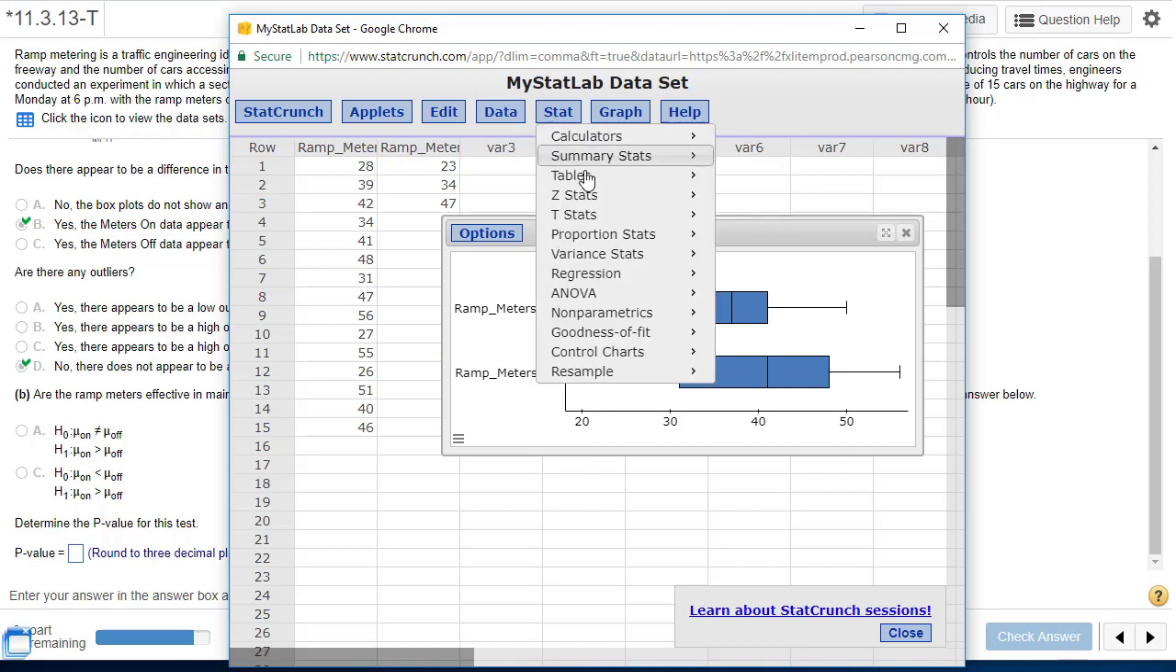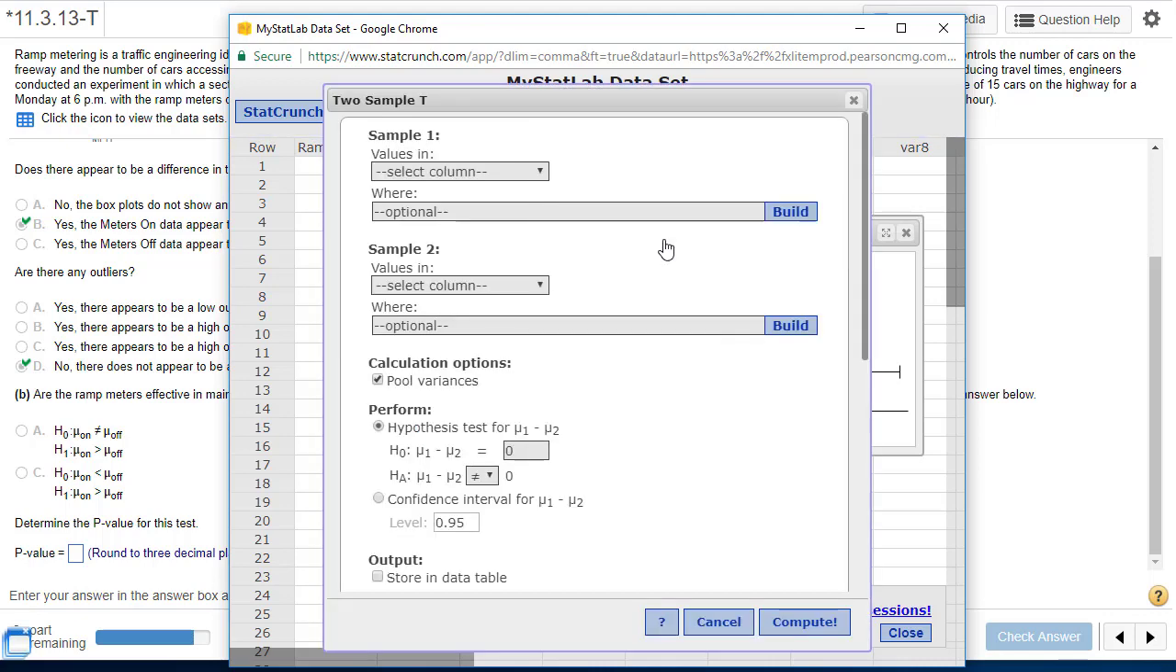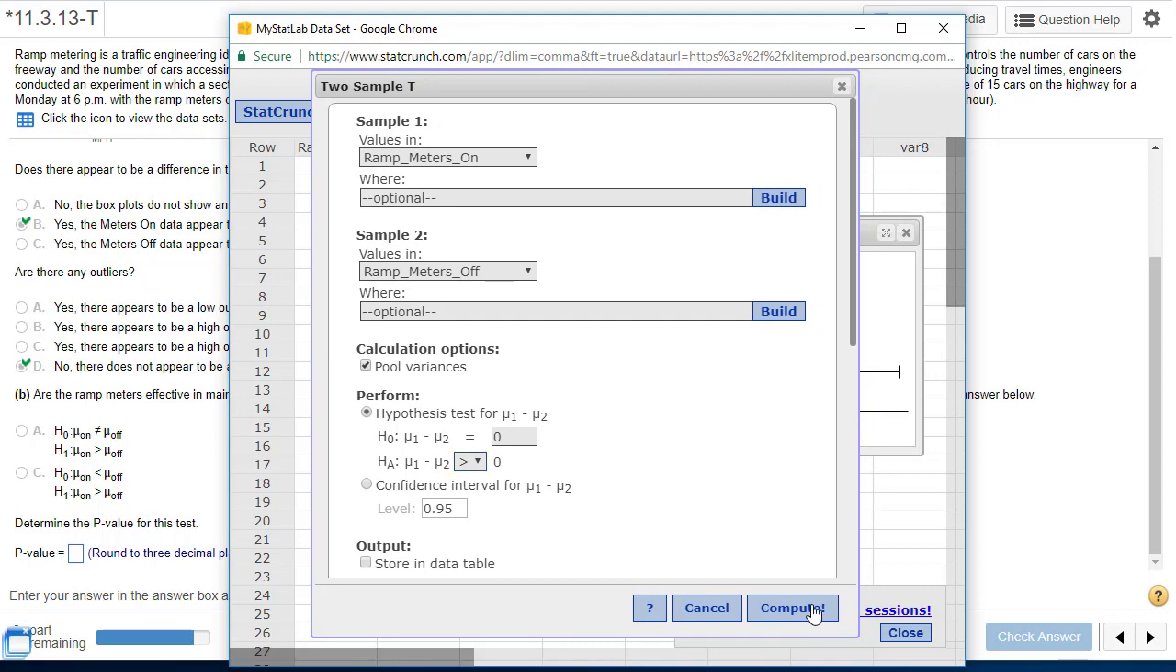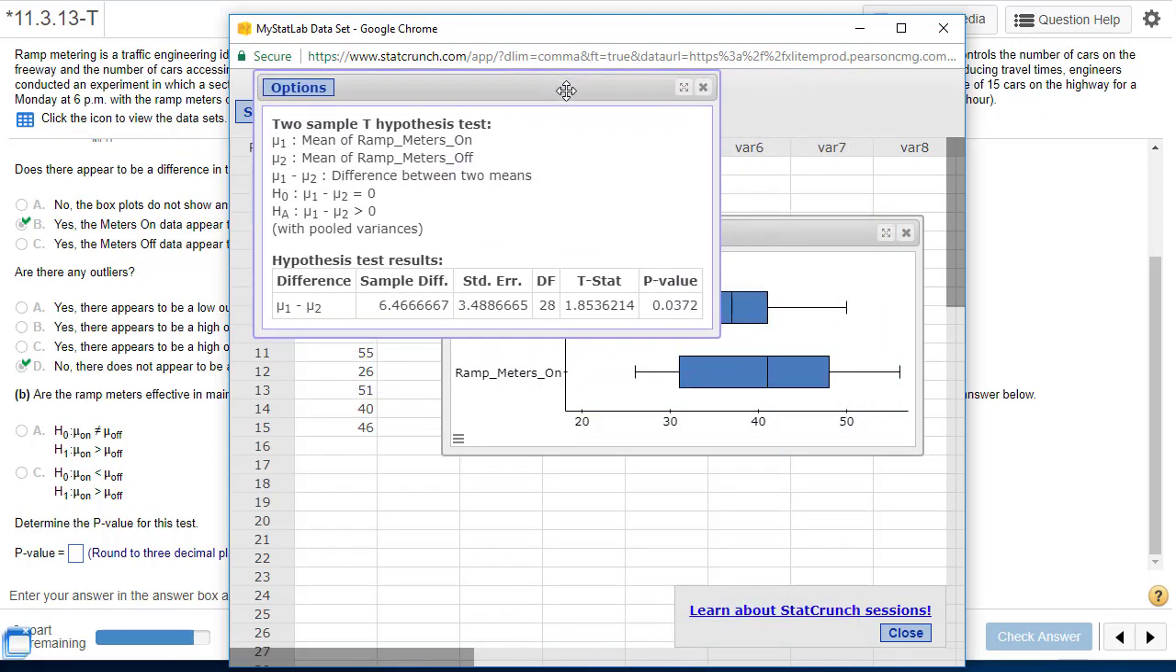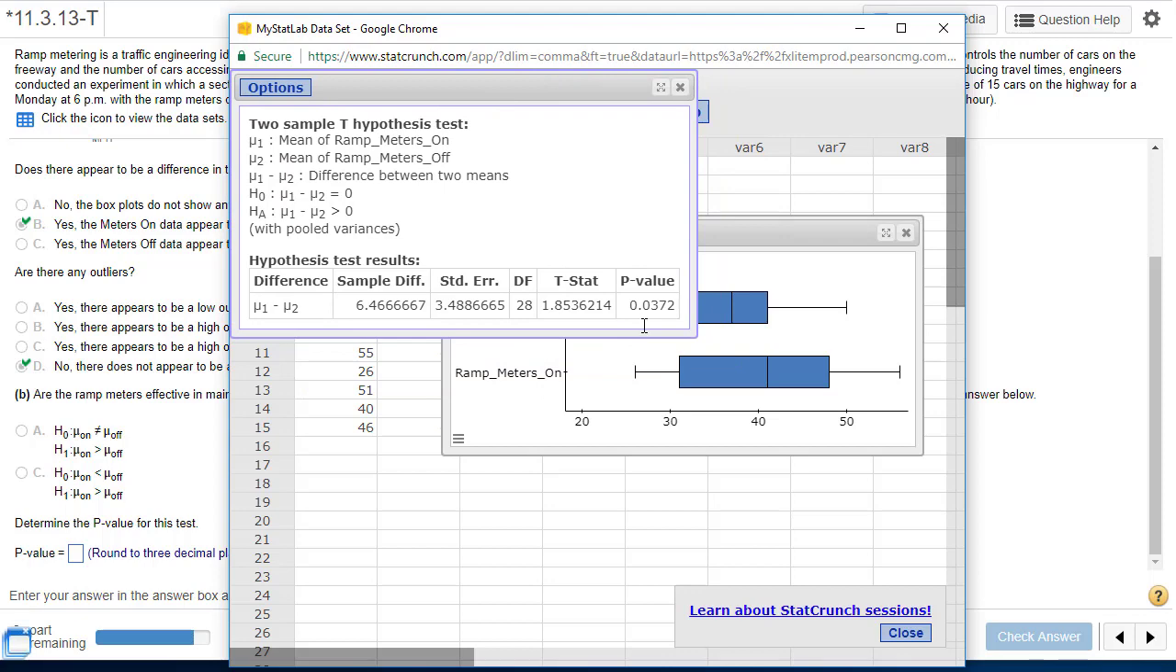So I'm going to go ahead and run stat. I have T stat, and I have two sample, and this time I have the raw data, don't I? I'm not given summary statistics. So raw data. The ramp meters on are in sample 1, off in sample 2. And I'm testing that mu1 is greater than mu2, and press compute. So there's our p-value, 0.037.